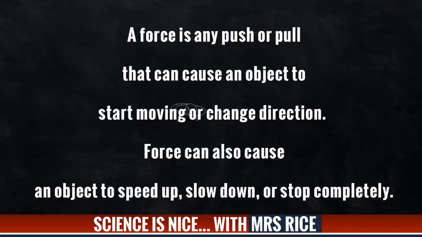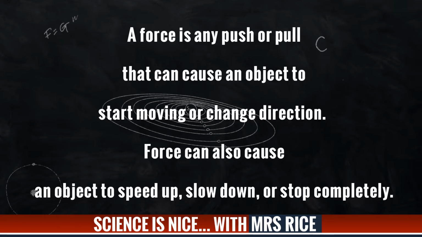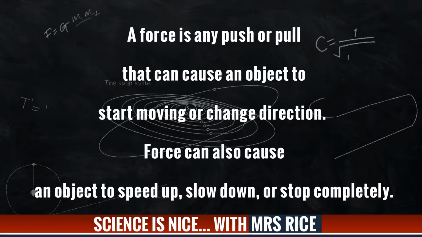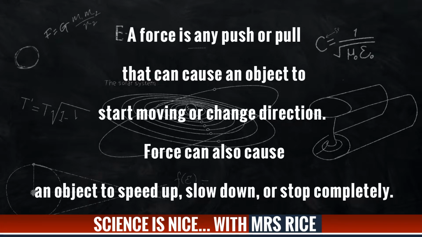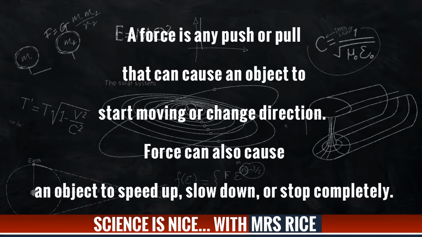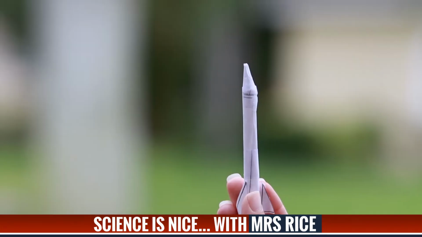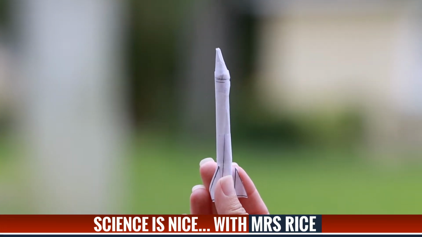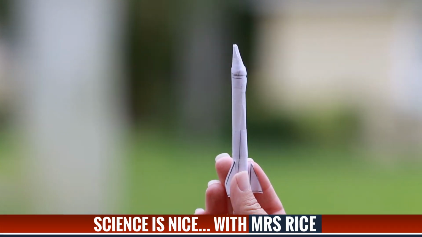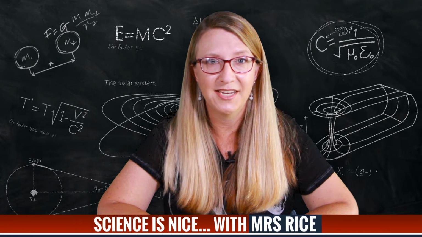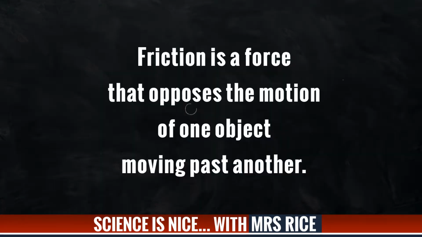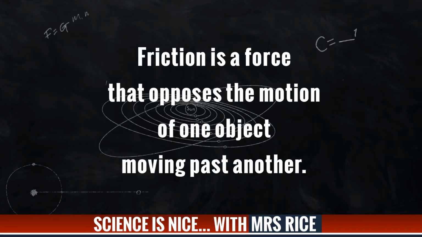A force is any push or pull that can cause an object to start moving or to change direction. Forces can also cause an object to speed up, slow down, or stop completely. Did you know that when you designed your straw rocket with a cone-shaped tip, you were actually considering another force? Friction. Friction is a force that opposes the motion of one object moving past another.